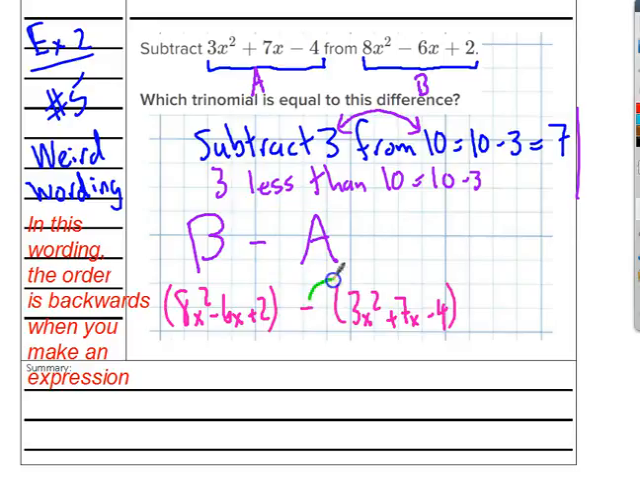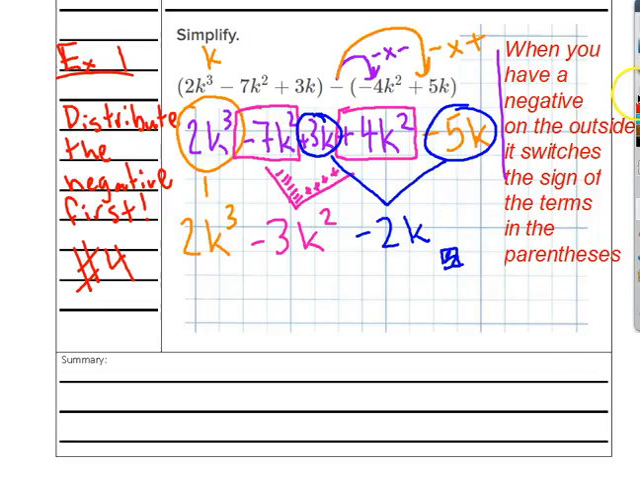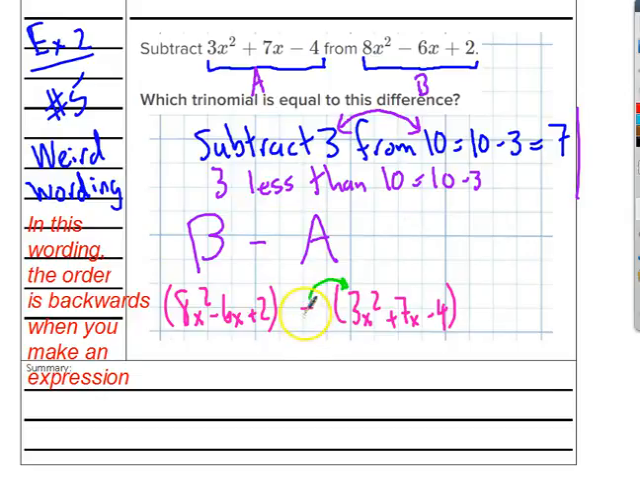You still need to distribute the negative, which, if you remember from the previous page, when you have a negative on the outside, it's going to switch the sign of all the terms in the parentheses. I have a negative on the outside, and so I'm going to switch the sign of all the terms in the parentheses here. And then I'm going to combine my like terms. But all I wanted to teach you on this page was that in the wording, subtract A from B, B comes first. So this expression comes before that expression. So subtract this whole thing from that whole thing.